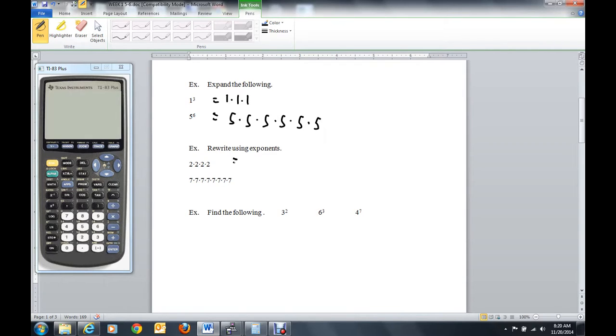Now this is a backwards question. Notice that the base is 2, because that's the only thing being multiplied. And how many 2's are being multiplied? 1, 2, 3, 4. So that's your exponent. Base is 7. How many 7's are being multiplied? 1, 2, 3, 4, 5, 6, 7, 8. So that's the exponent.